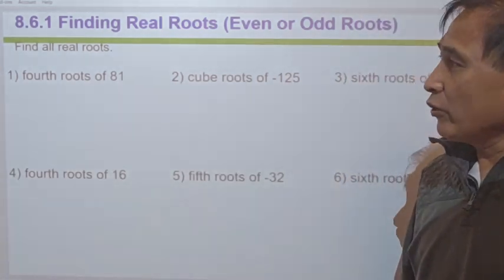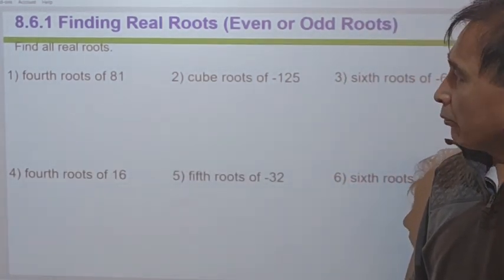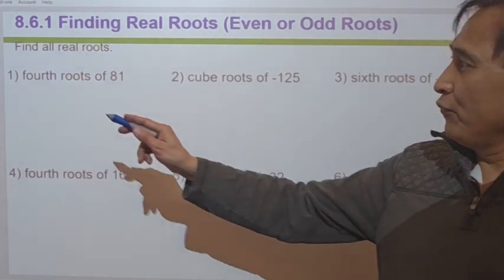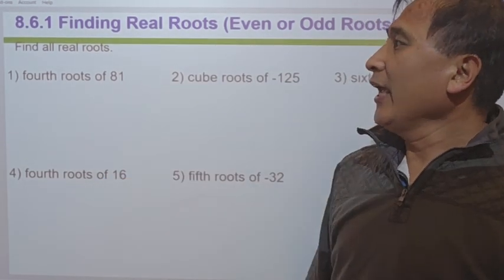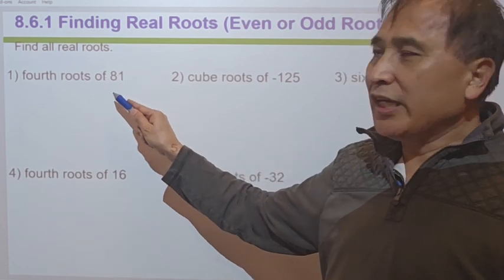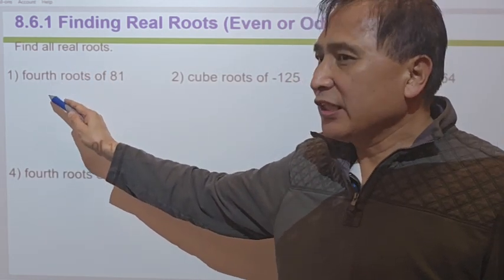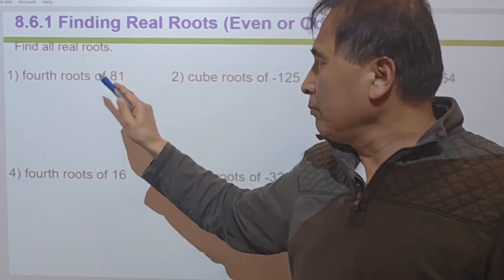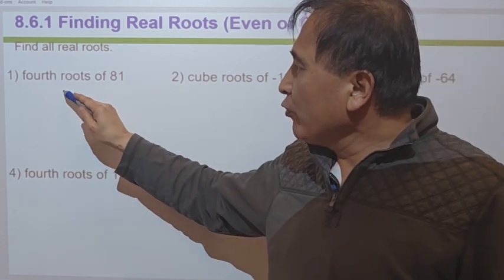Hi, today we are going to learn radical numbers and rational exponents. So fourth roots, cube roots, fifth roots, sixth roots and square roots, those things. When they ask the fourth root of 81, that means the opposite of the power, which is like when you multiply. Fourth root means multiply a number 4 times to become 81. What is that number?